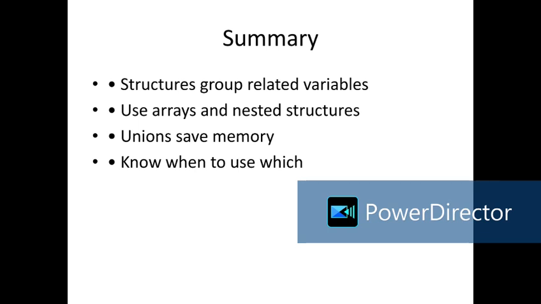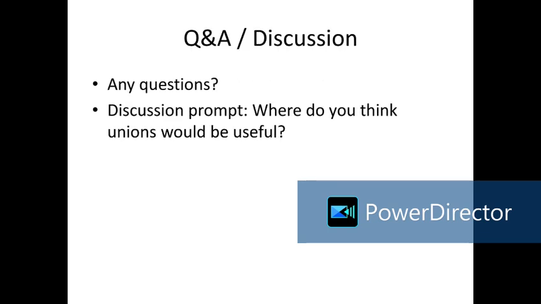Build a mini student record system using structs. Try adding a union for optional fields like email or phone. Quiz discussion. Before we wrap up, let's open the floor to any questions you might have.